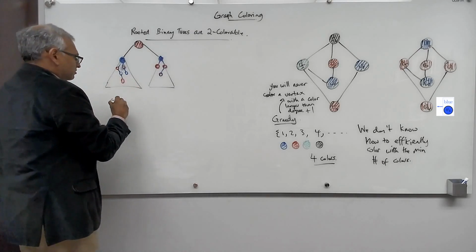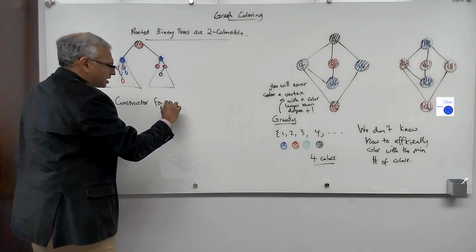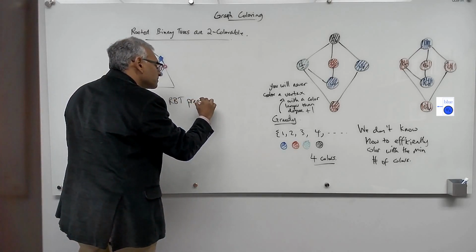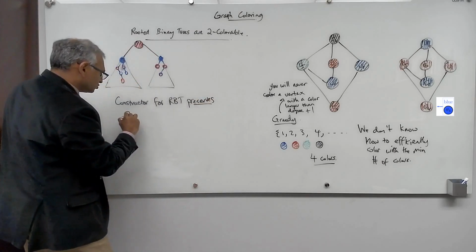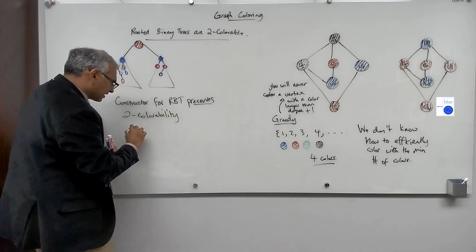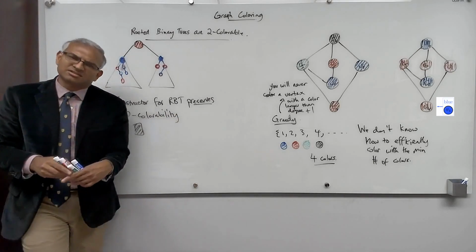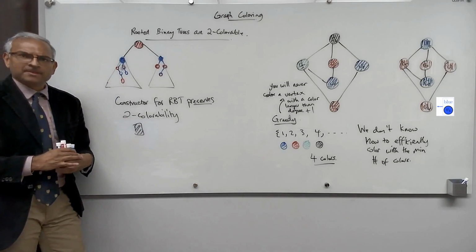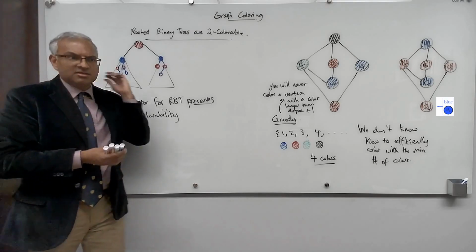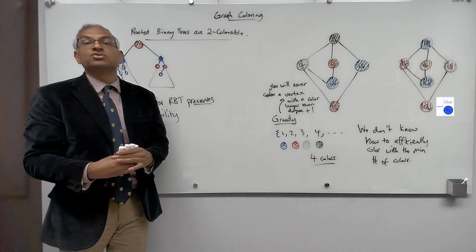So, the constructor for RBT preserves 2 colorability. And that's all I need to prove for the structural induction, in addition to the base cases, but the base cases are easy to verify. Okay. So I just proved that if the parents are 2 colorable, then the child is 2 colorable. Therefore, every RBT is 2 colorable.